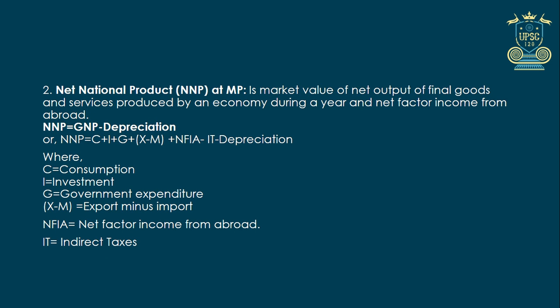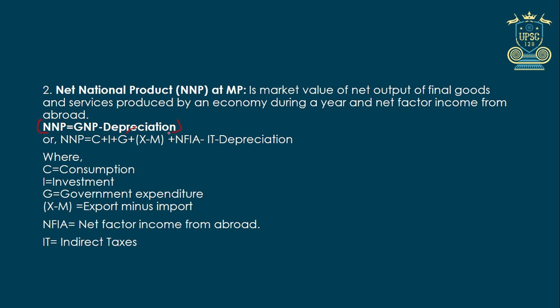So next is net national product, NNP, at market price. It is the market value of net output of final goods and services produced by an economy during a year, and net factor income from abroad. So from GNP, that is gross national product, if we reduce depreciation, we get NNP. That's all we need to know from the exam point of view.